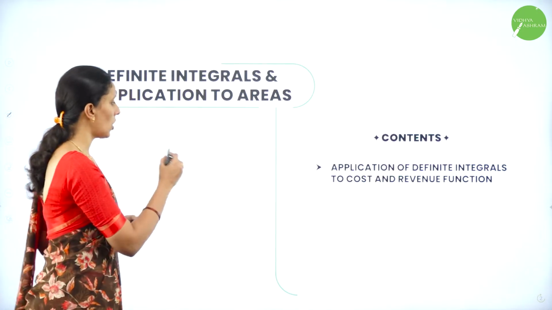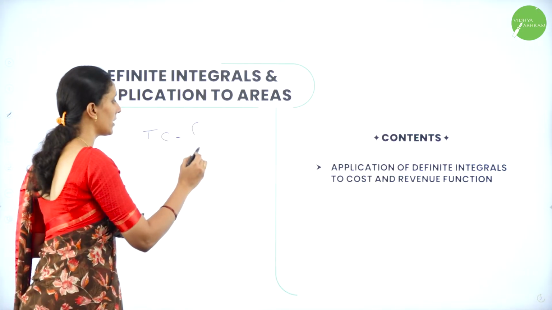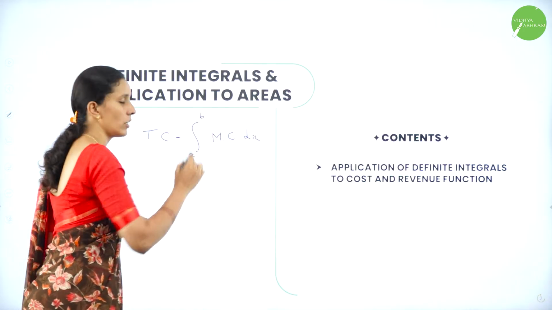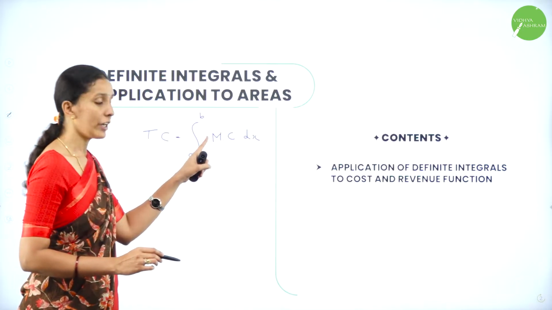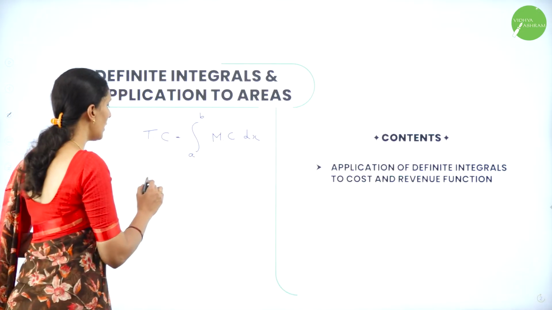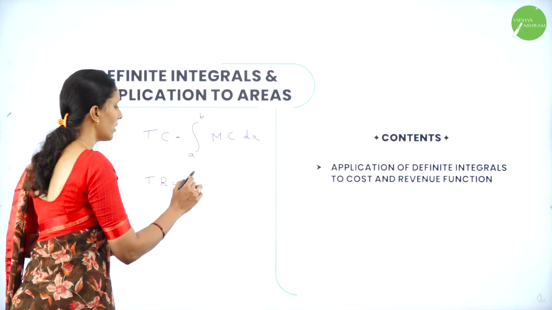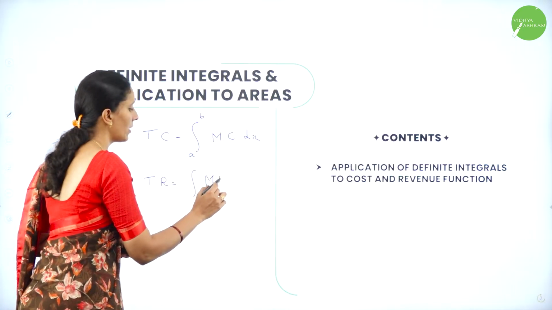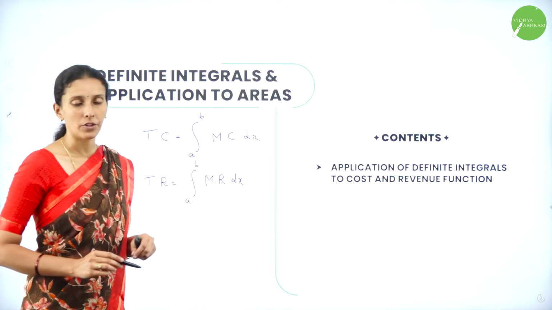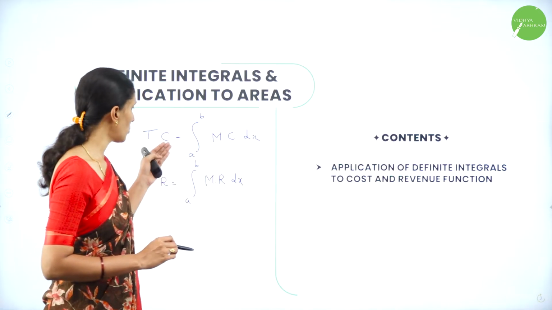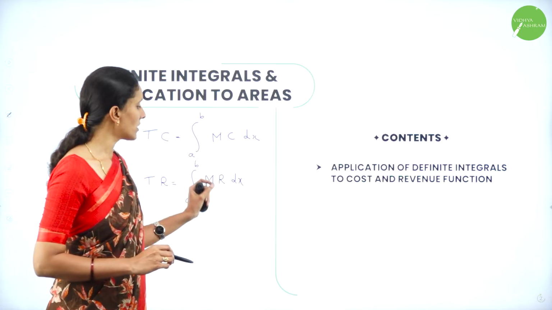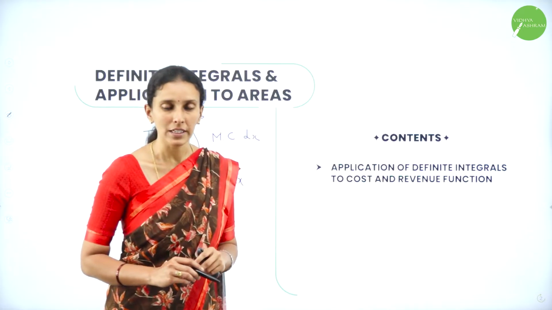So to find the total cost of a function, we need to integrate the marginal cost with respect to x from limits a to b. Limits are given from a to b. We have to integrate the marginal cost, then we will find the total cost of the function. Similarly, we can find the total revenue of a function. That is, you should integrate marginal revenue with respect to dx from limits a to b. This is how we are going to find the total cost or total revenue of a function whenever the marginal cost and marginal revenue of a function is given.